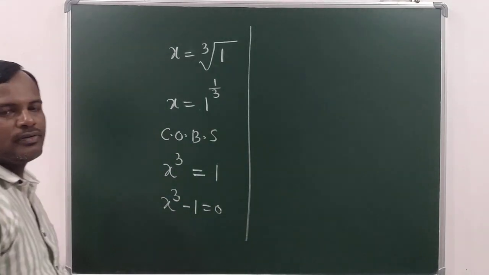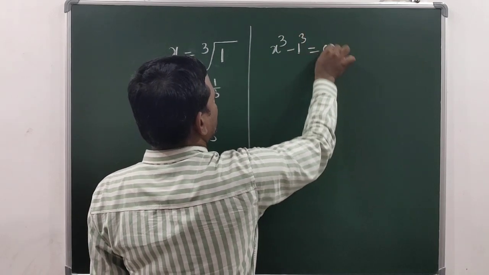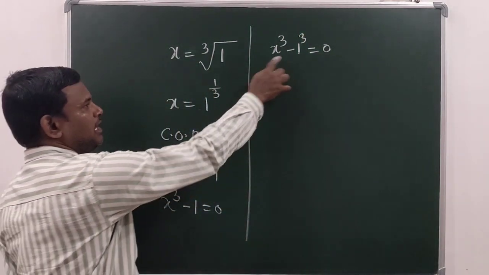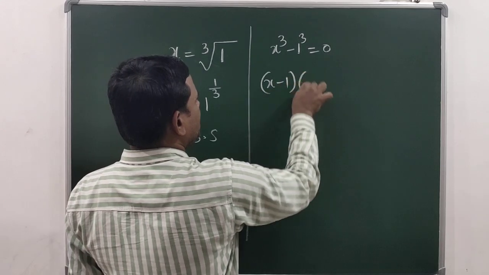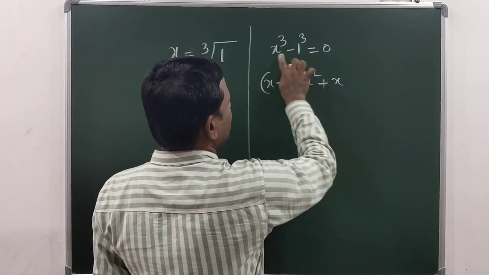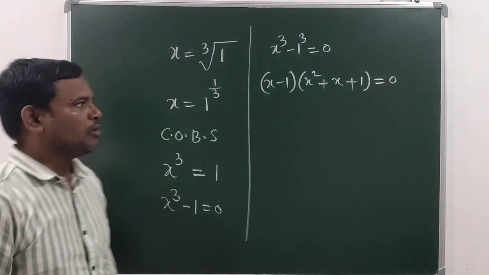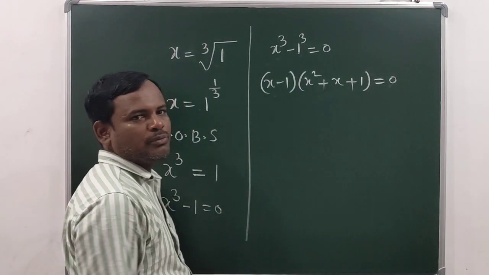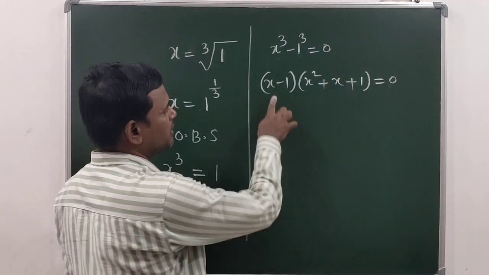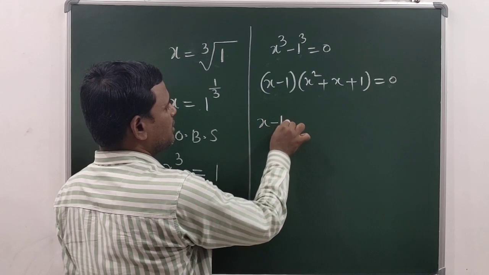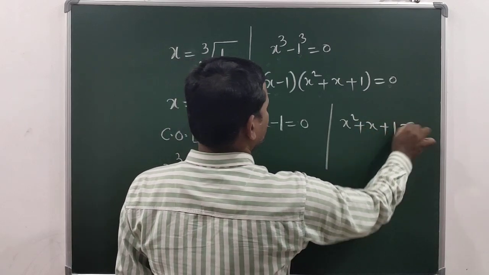In the next step, this 1 can be written as 1 cube, so x cube minus 1 cube equals 0. Now it is looking like a cube minus b cube, which can be written as (a minus b) into (a square plus ab plus b square). So we get (x minus 1)(x square plus x plus 1) equals 0. The product of these two factors is equal to 0, which means you can equate this one equal to 0, or this one equal to 0, or both of them equal to 0. You know that. So I am equating x minus 1 equal to 0 and x square plus x plus 1 equal to 0.